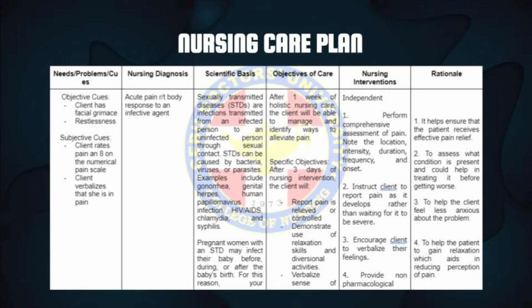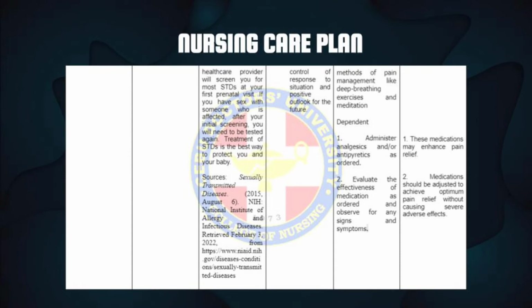Next, we have the objectives of care. After 1 week of holistic nursing care, the client will be able to manage and identify ways to alleviate pain. We have here the specific objectives. After 3 days of nursing intervention, the client will be able to report pain is relieved or controlled, demonstrate use of relaxation skills and diversional activities, verbalize sense of control of response to situation, and positive outlook for the future.